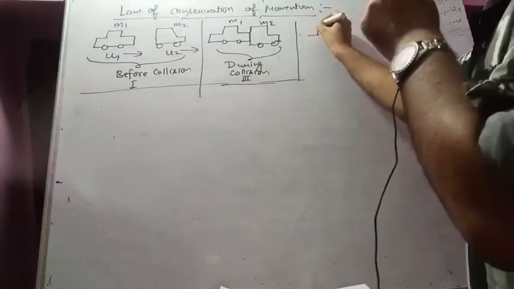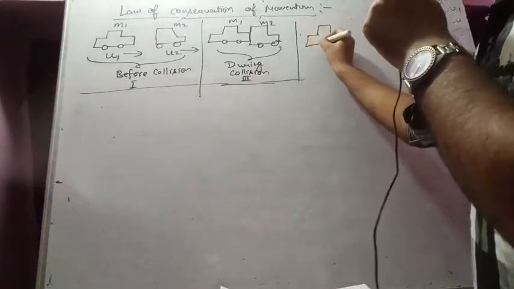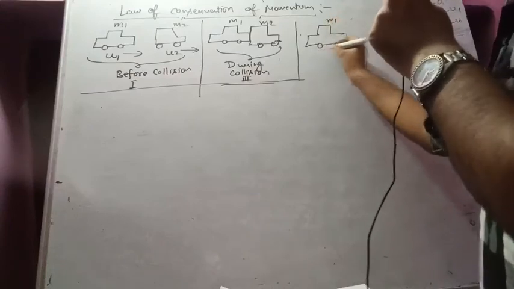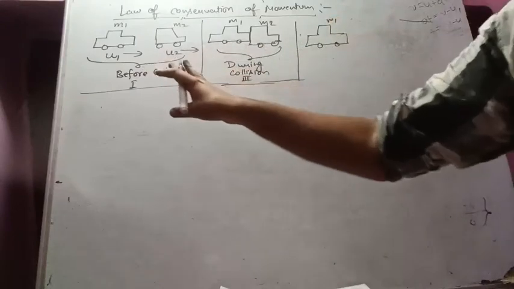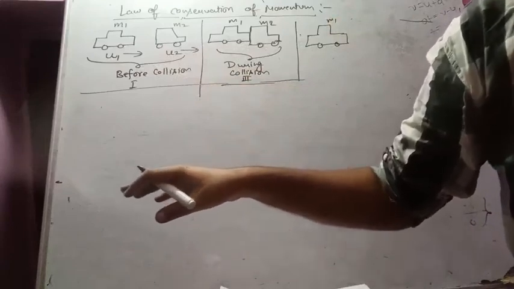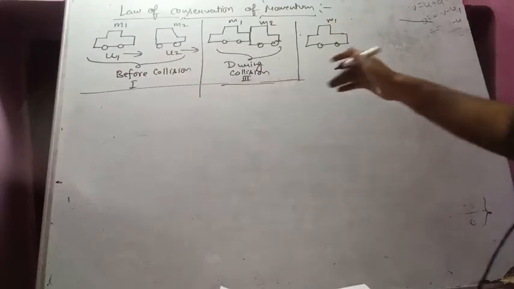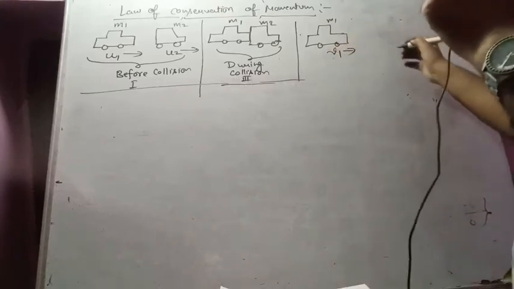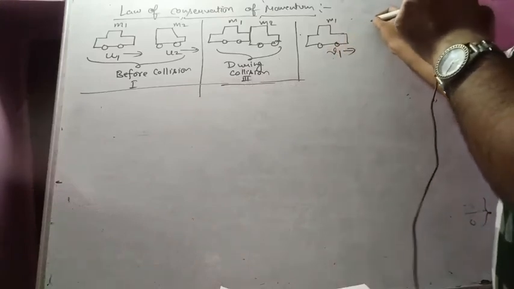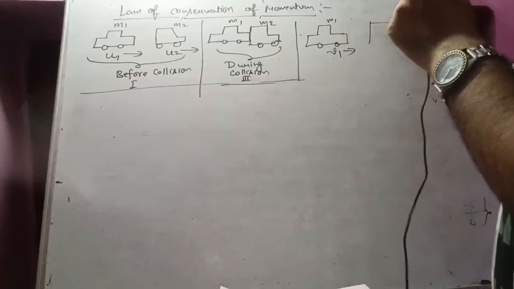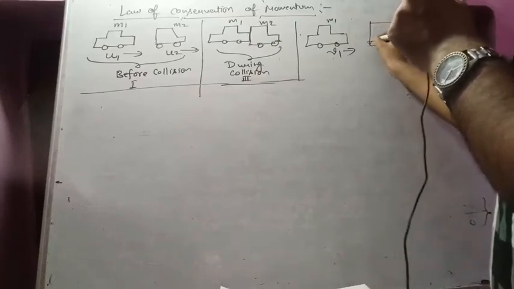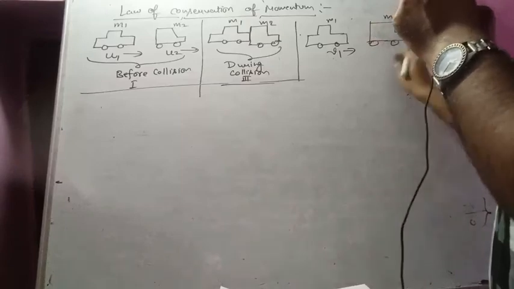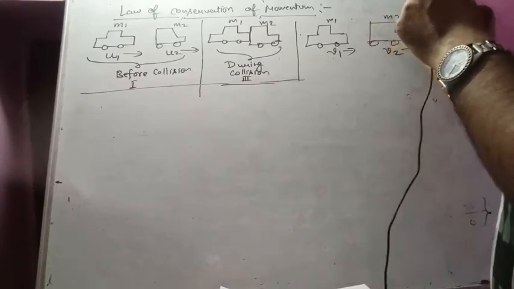Mass m1, initially it was moving with u1 velocity, but the velocity of this object will change now. Suppose now it is moving with velocity v1. And the car which was moving with initial velocity u2, because after the collision the velocity will be changed, so suppose this m2 mass is now moving with velocity v2.